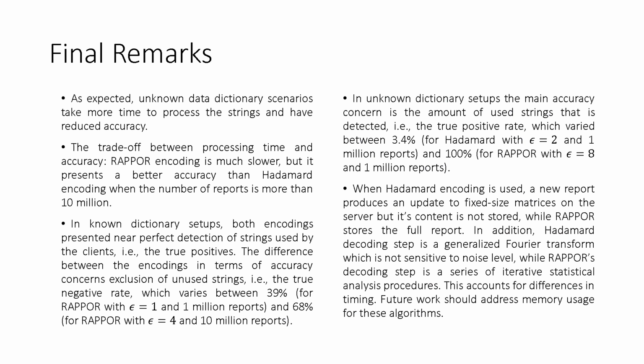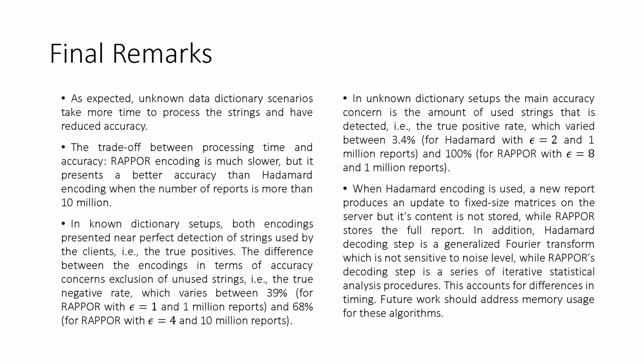Final remarks. The unknown data dictionary setups are much harder to work with than known data dictionary setups. They have very reduced accuracy and take much longer to run. There's a trade-off between processing time and accuracy. Rapport encoding is much slower but has much better accuracy for datasets with over 10 million reports.